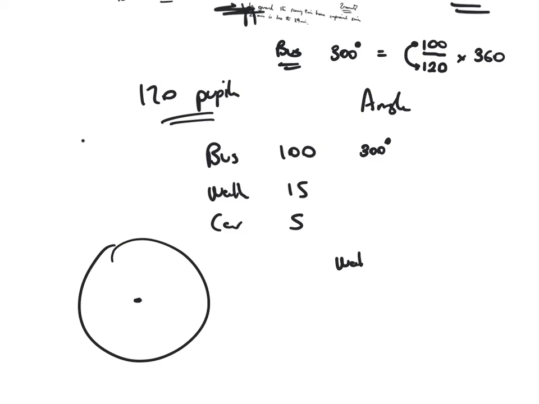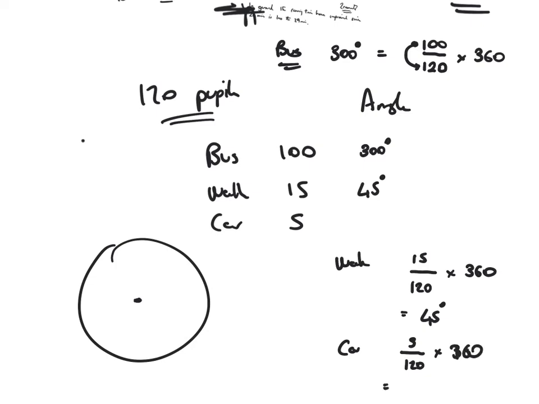Okay, let's repeat the process for walk. So out of the 120 pupils, 15 walked. To get the angle at the centre, I multiply that by 360. So on the calculator, 15 divided by 120, and then multiply that by 360 will give you 45 degrees. Let's do it for car. So out of the 120 pupils this time, 5 came by car. And then to find the angle at the centre, 5 divided by 120, multiply that by 360, it will give me 15 degrees.